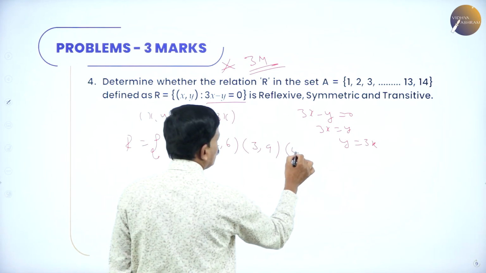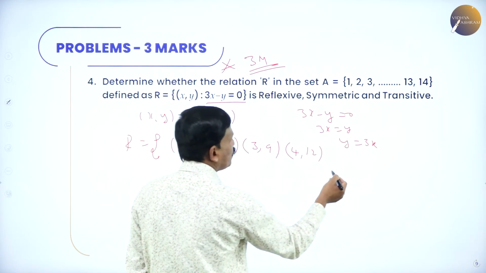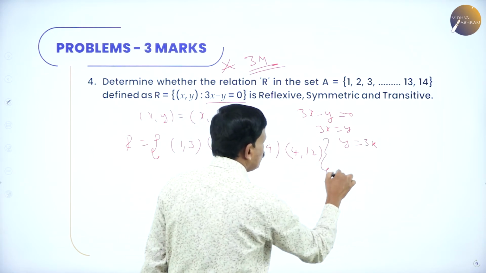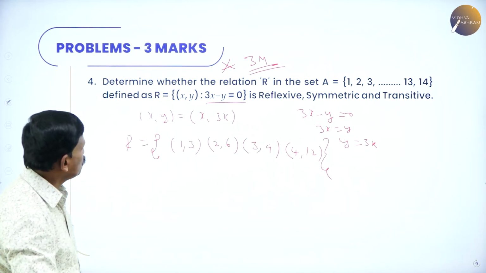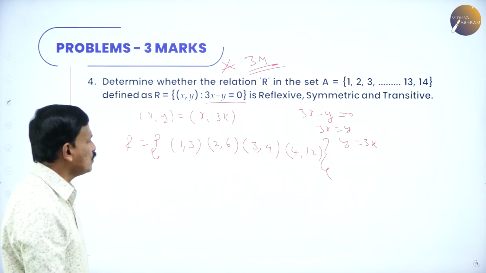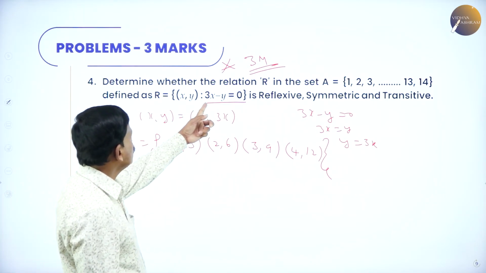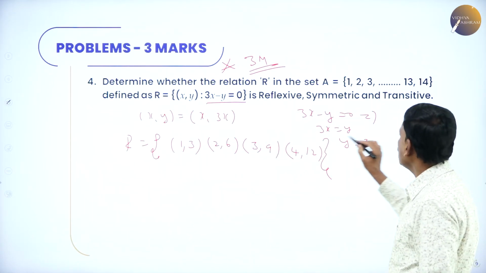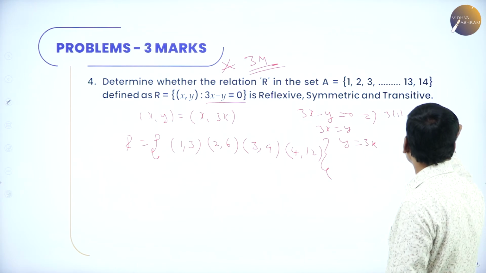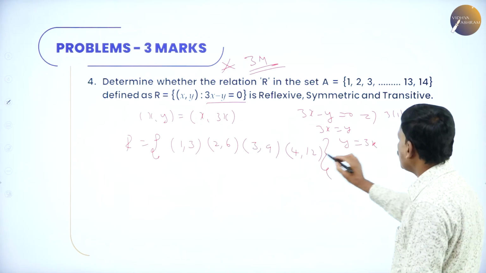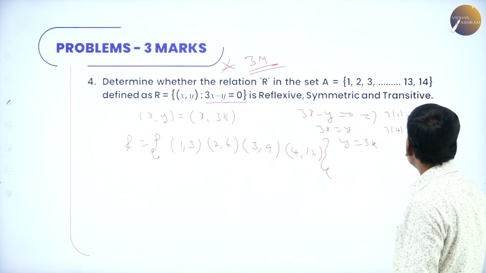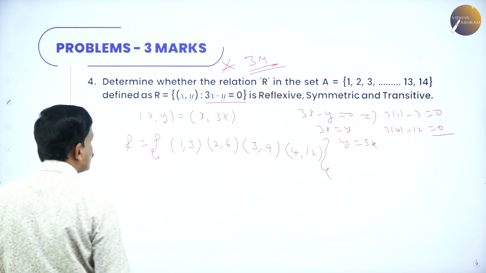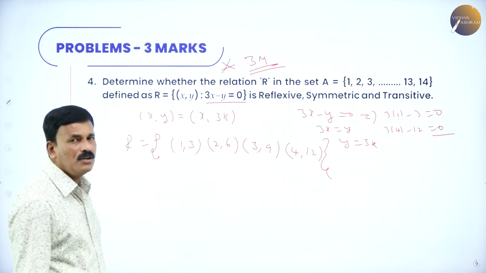First element is 4, 4 into 3 is 12. Next 5, 5 threes are 15. 15 is not included in the set. So therefore the elements of R are (1, 3), (2, 6), (3, 9) and (4, 12). Verify, so this condition will be satisfied: 3x minus y is equal to 0. Take the first element, 3 into 1 minus 3 is 0. For example, if I consider 3 into 4 minus 12, that is also equal to 0. So therefore the relation R is equal to {(1, 3), (2, 6), (3, 9), (4, 12)}.